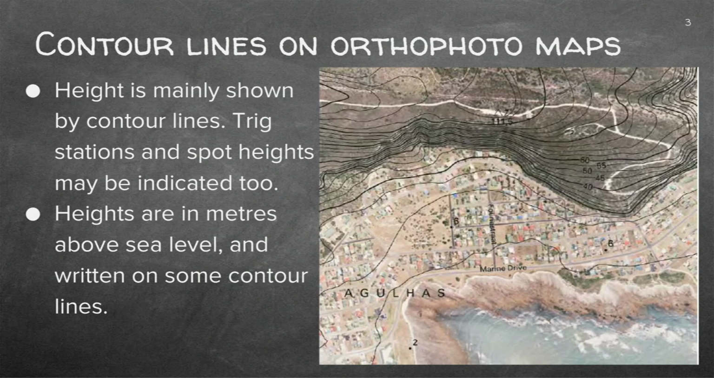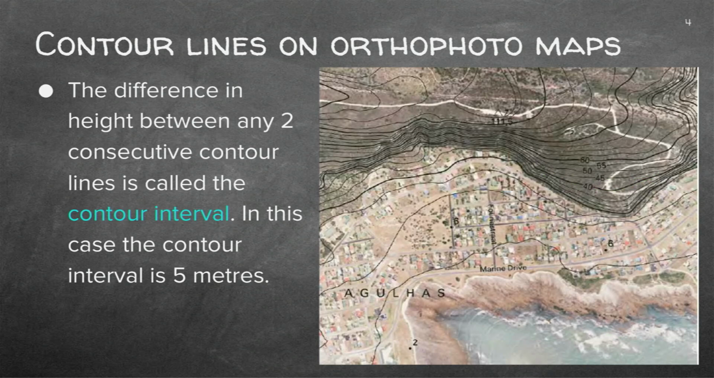So if you look at an orthophoto map such as this, you will see that this contour line is labeled 40. It is indicated 40. That means that all the areas on which this contour line runs through are 40 meters above sea level. Above sea level to there, it's 40 meters, okay? And the next contour line to it is 45. That means all the areas that this line runs through are 45 meters above sea level. Okay, remember they're in meters above sea level.